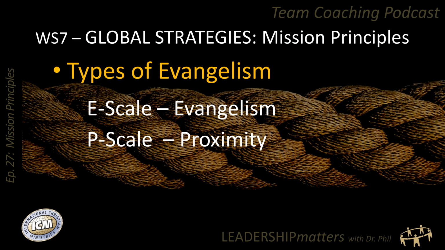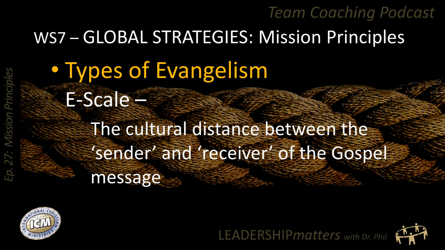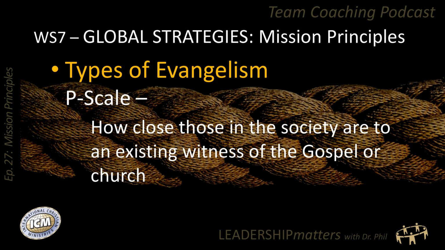And as we consider various methods of sharing the gospel, we'll discover that there are several types or stages of evangelism. And as we reach beyond Samaria towards the ends of the earth, it is crucial that we understand 2 fundamental mission concepts which have been described by 2 matrices or scales. These are the E scale, or evangelism, and the P scale, or proximity. To be effective, we must consider the cultural distance between the one sharing the gospel and the intended hearers, which is described by the E scale, as well as how close the unevangelized person is in the society to any existing churches, which can be described as the P scale.